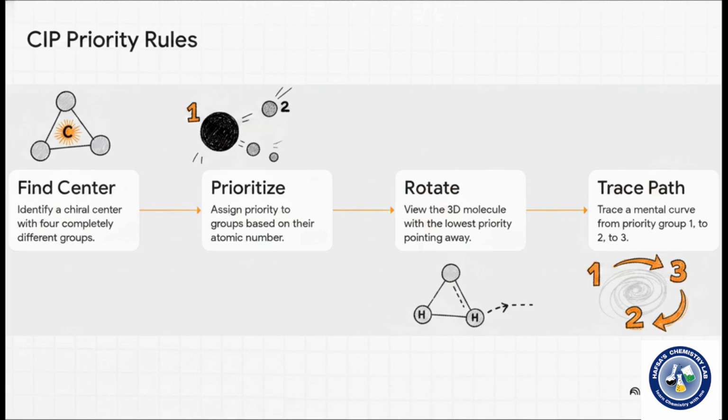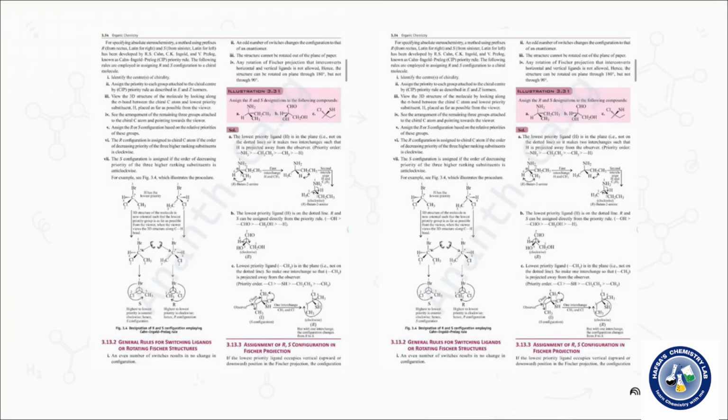Simple, right? Third, you mentally rotate the entire 3D molecule so that the lowest priority group, which is usually just a tiny hydrogen atom, is pointing straight away from you, completely in the back. Finally, you draw a mental curve tracing from priority group 1 over to 2 and then to 3. The direction of that mental curve tells you absolutely everything. If your path moves clockwise, kind of like turning a steering wheel to the right, the molecule gets the R configuration, from the Latin word rectus for right. If your path traces counterclockwise, like turning the wheel left, it gets the S configuration, from sinister for left.